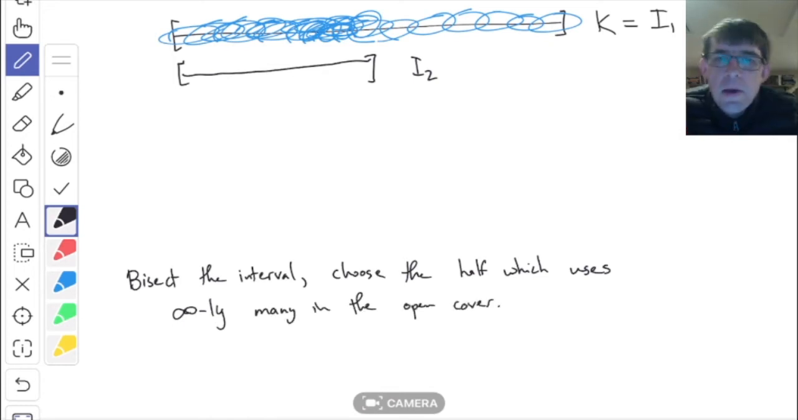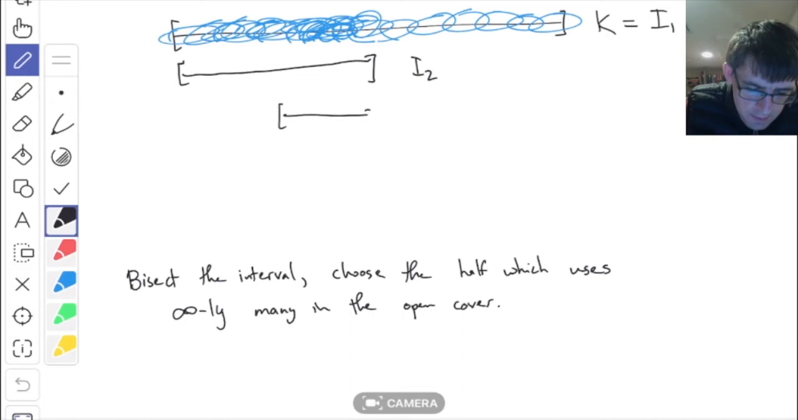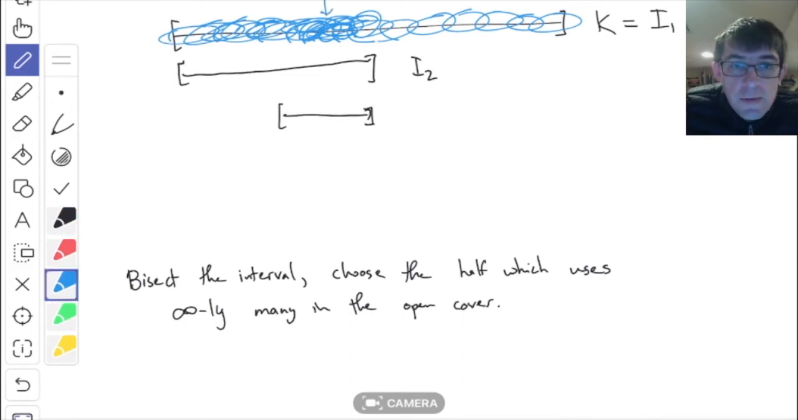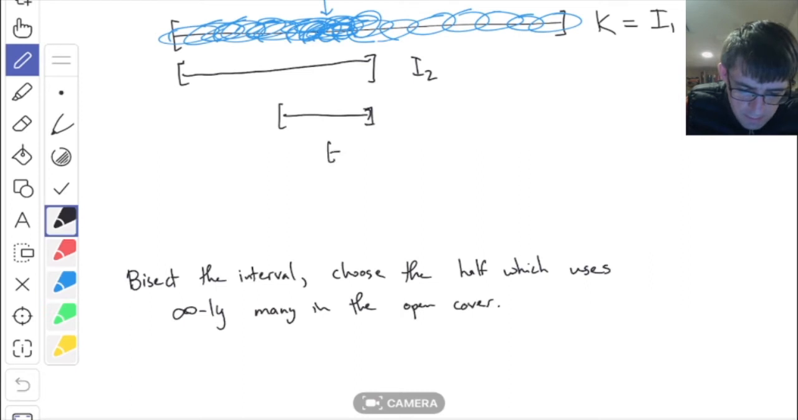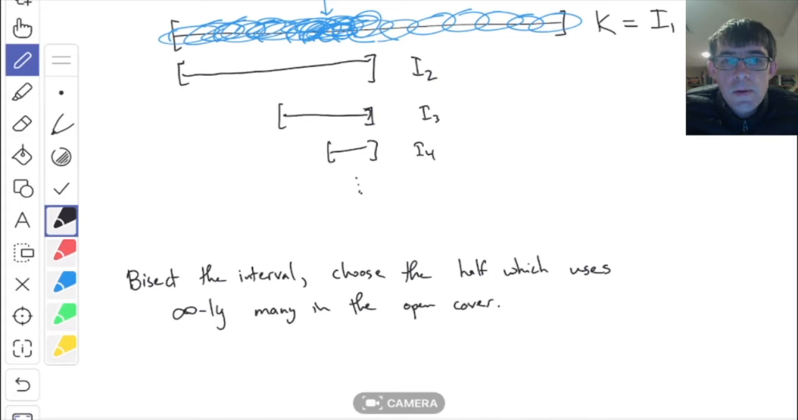All right. Now it may be that there are infinitely many sets on both sides, and so then you choose either one at random. It doesn't matter. Now in this particular example, it looks like those open cover sets cluster up on the left, and then I'm going to cut this one in half. It looks like the place where you really need infinitely many is somewhere in there, right? So I'm going to cut it in half on that side, and then continue. Maybe this side, etc. So this is I3, I4, all right?